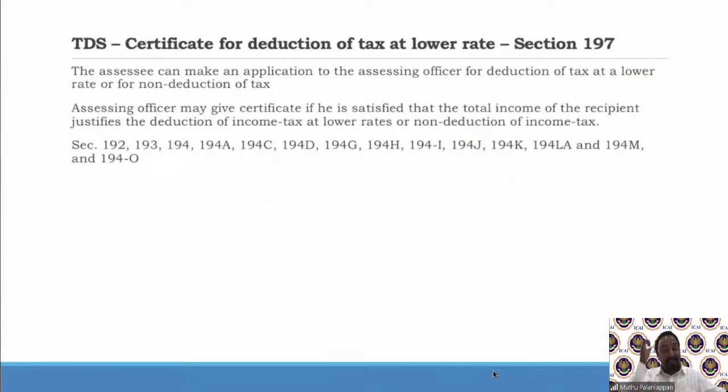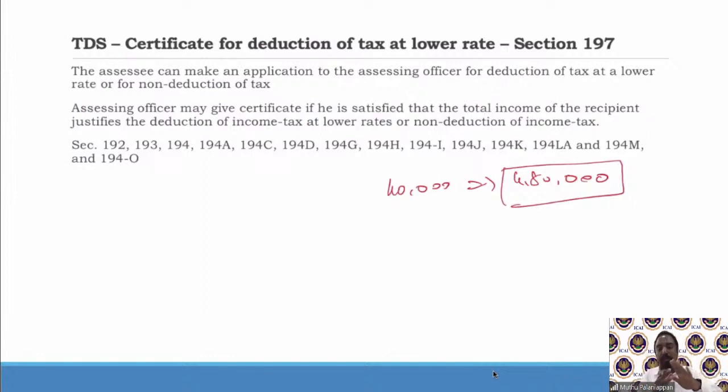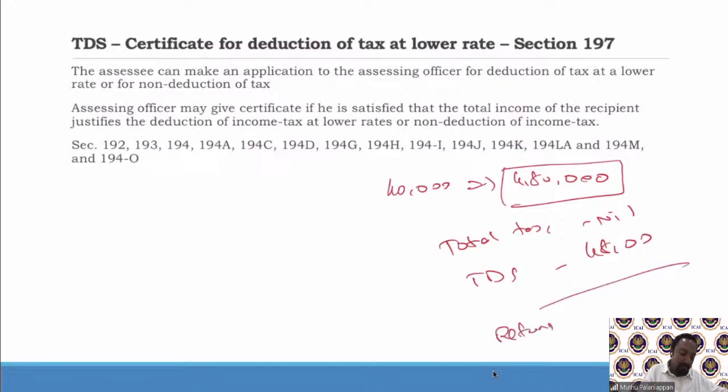Let's say rent is 10%. Let's say I'm receiving rent of 40,000 from a company. So my total income will be 4,80,000 in a year. If that is my only income, at the end of the year when I'm filing my return of income, my total tax is nil. But TDS would have been 4,000 per month, or 48,000 deducted. So I'll be claiming a refund of 48,000. I'll have to file my return and claim my refund.